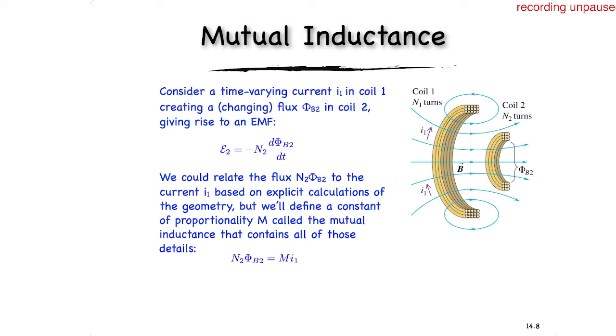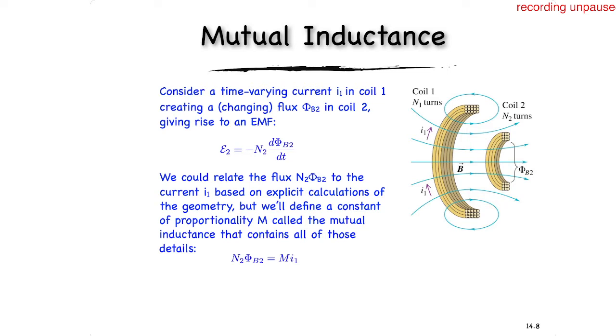If that field produced by current 1 is changing, that means the flux through circuit 2 is also going to be changing. And if it's changing, then Faraday's law tells us there will be an induced EMF. So the EMF in circuit 2 is minus the number of turns in that coil times the change in flux of circuit 2. Okay, so what we want to do is relate the EMF induced here to the current over here.